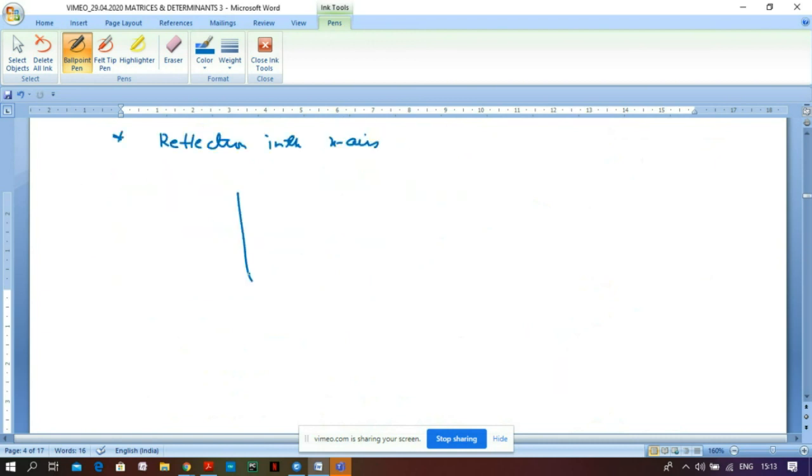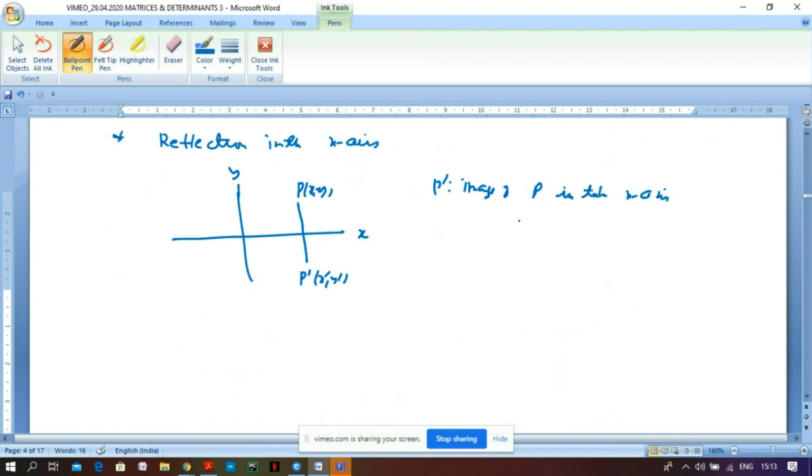So let's think that we have x and y, the usual x and y. You have point P, x comma y, and you are reflecting it in the x-axis. That's P prime, and we call the image x prime, y prime. So P prime is the image of P after reflection in the x-axis. For this transformation, we know that x prime equals x and y prime equals negative y.